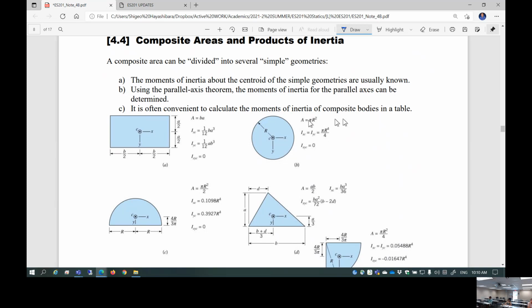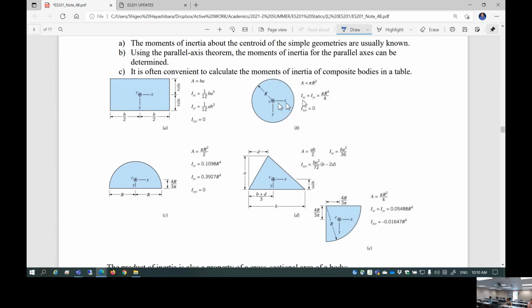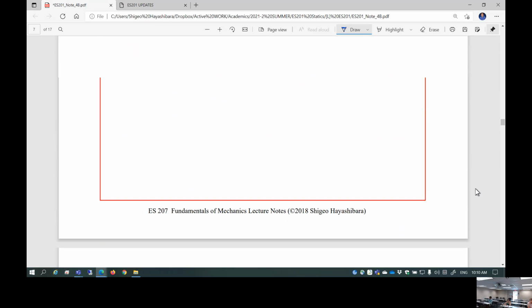I already gave it to you, but this is a standard cross-section: rectangle, circular, semicircle. This is triangle. This is quarter circle. If you're given these standard cross-section areas, the centroid locations are given, and the moment of inertia in the x and y direction about the centroidal axis is also given. Okay, and the product of inertia is also given. Product of inertia, we're going to cover a little bit later. So make sure you have this information in your hand before we move on to part A of this problem.